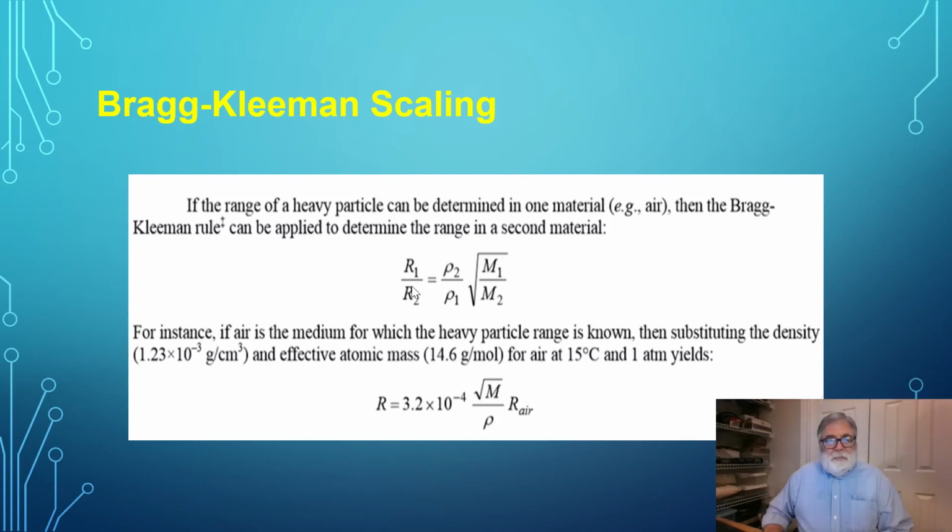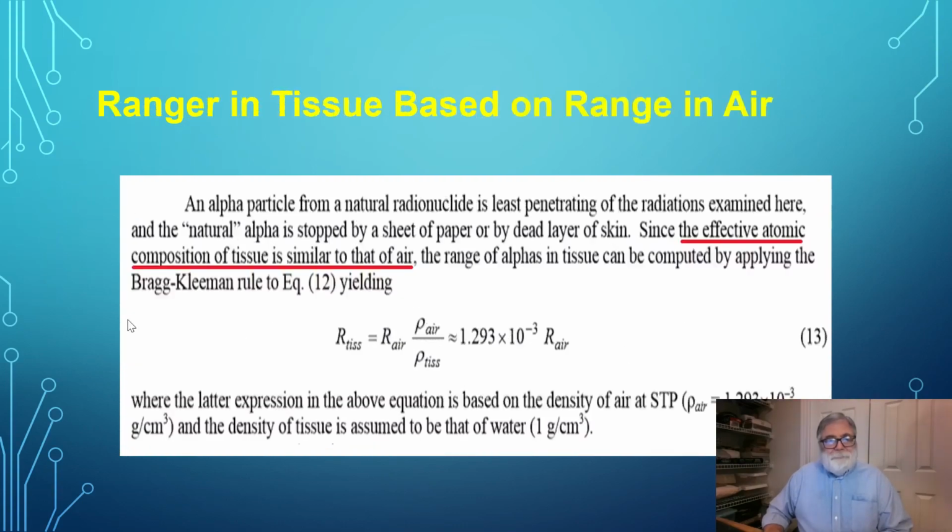Well, then, if we substitute in the numbers for air, we call R2 the range in air, then the numbers for rho 2 and M2, we come up with a formula for the range in any other medium. It's 3.2 times 10 to the minus 4 times the square root of that effective atomic mass divided by its density times the range in air. That's a way to calculate from air to another medium. But this formula at the top is good for any two media. Here's an example worked out.